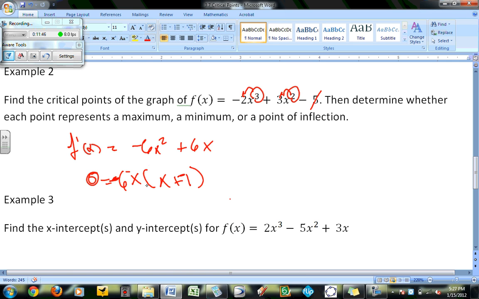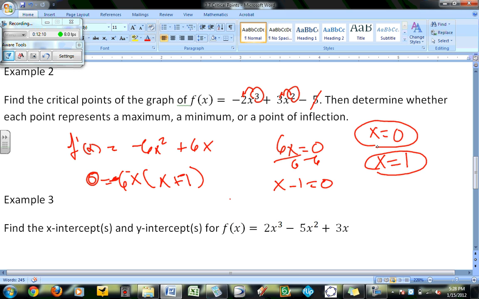We know when these two are multiplied to each other that we have to set both of these equal to 0. So 6x equals 0, and then x minus 1 also equals 0. So we're going to have a critical point at x equal to 0 from this one, divide by 6, divide by 6. We're going to have a critical point from here when we add 1, so x equals 1. So we have a critical point at 0 and 1.